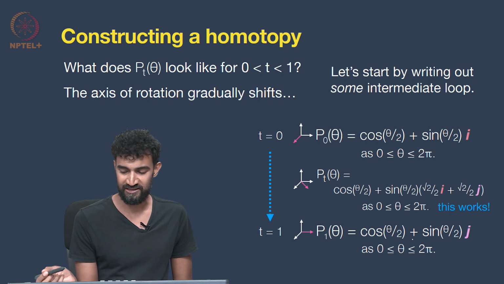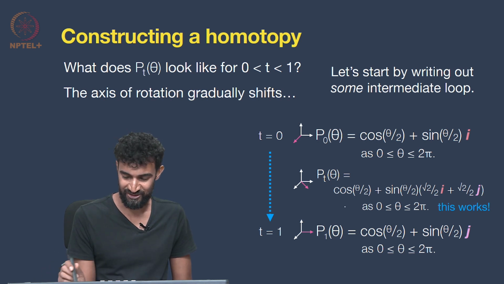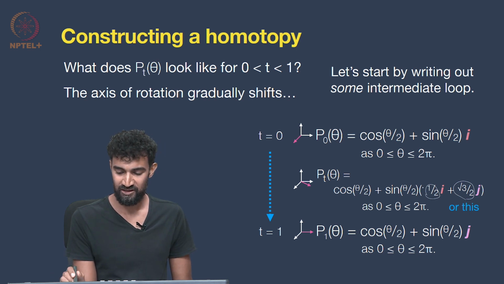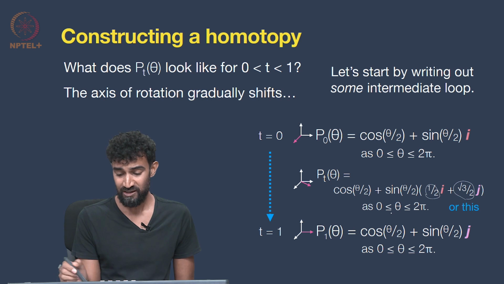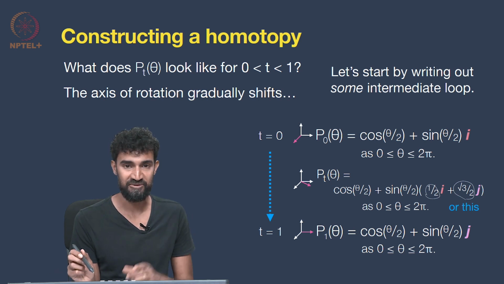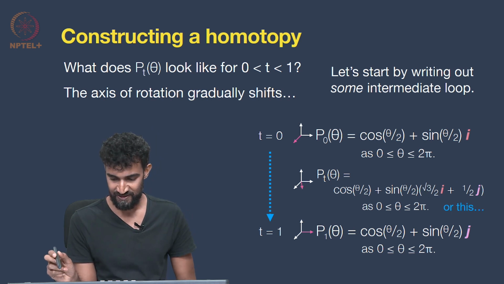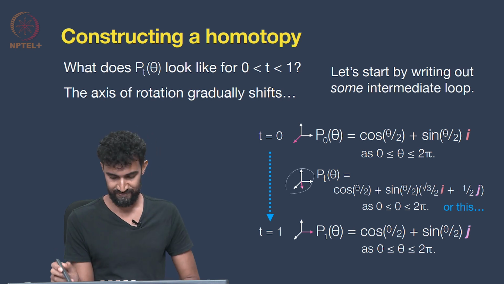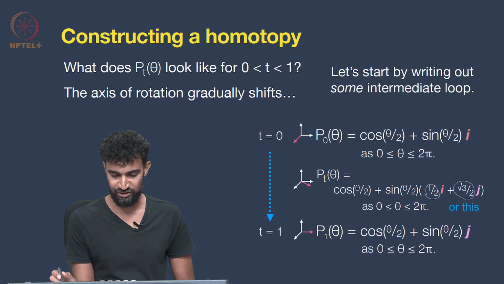But that's not the only possible intermediate thing I could write. This also works. I could write 1/2 and root 3 over 2 as my coefficients. Their square sum is still 1. This is still a unit vector. This is still a unit quaternion. So this is also a loop about some intermediate axis. And this is also a loop about some intermediate axis. So these are all different intermediate axes.